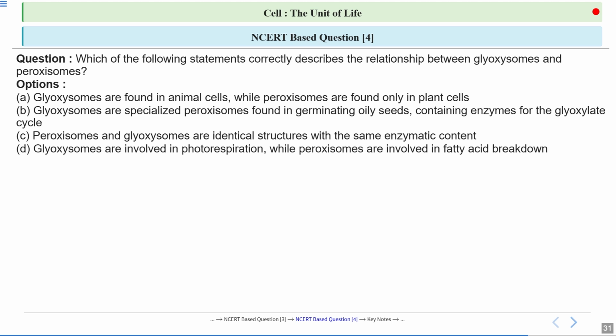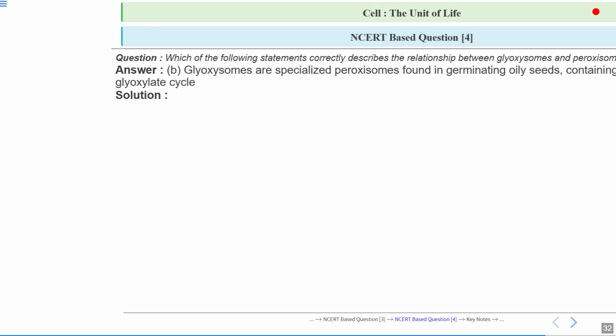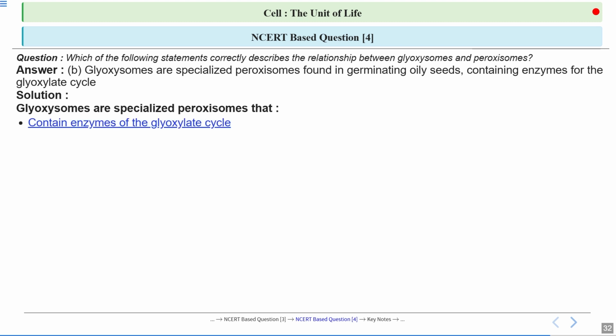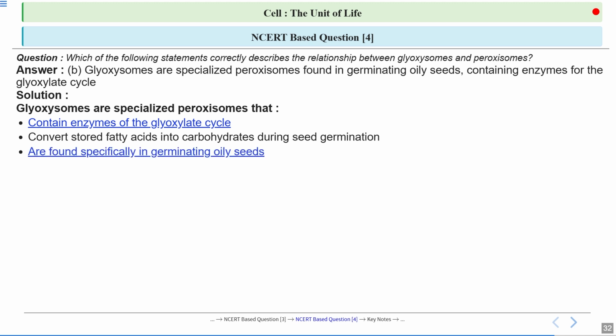Okay, so let's have a look at the answer. The answer is option B. Glycosomes are specialized peroxisomes which are found in germinating oily seeds. They consist of enzymes for the glyoxylate cycle, which convert stored fatty acids into carbohydrates during seed germination. They are found specifically in germinating oil seeds such as castor seeds. They share some enzymes with the peroxisomes, but have additional specialized enzymes as well.